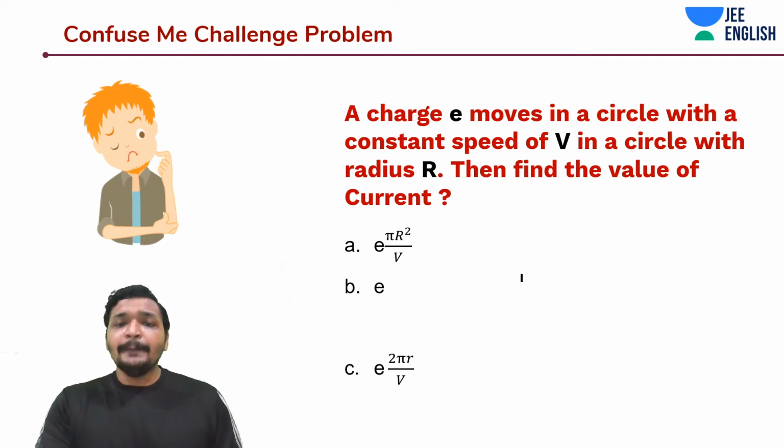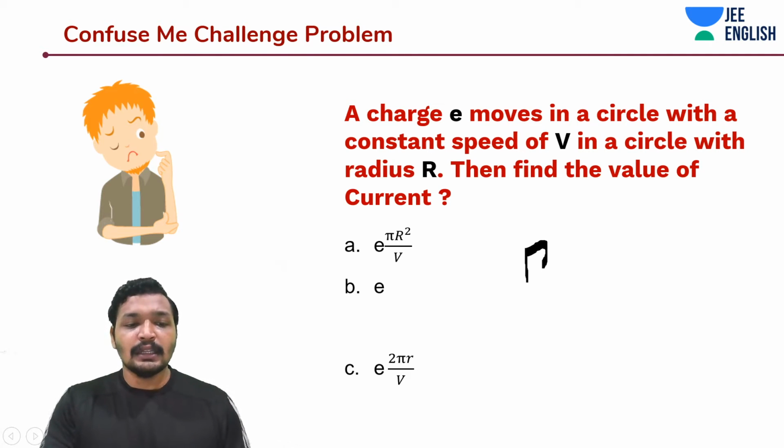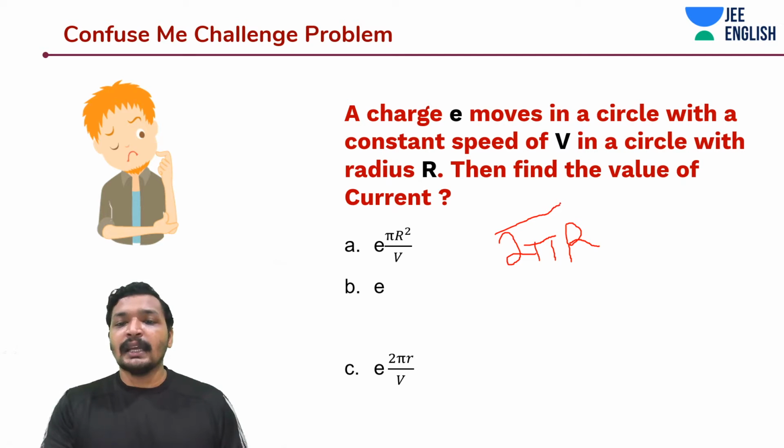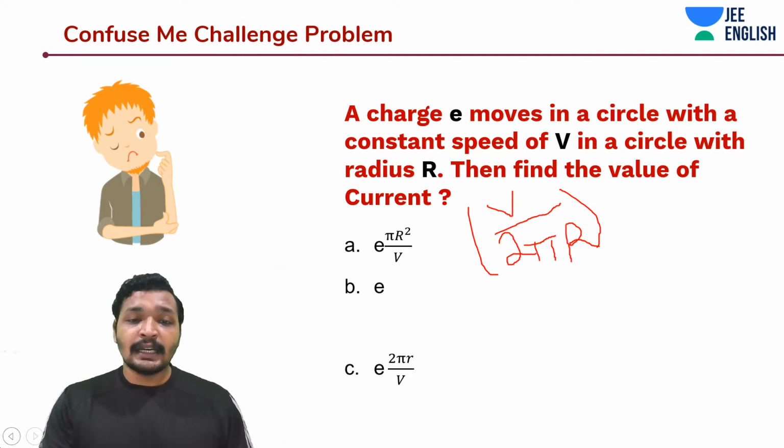So it's a charge E flowing in a circle with radius R. Okay, the radius is R, which means it is going through this 2 pi R. And the time period would be V by 2 pi R. Okay guys, it should be V by 2 pi R. So none of these answers are correct actually. There should be a none of these option.